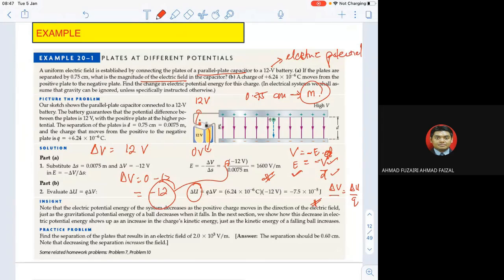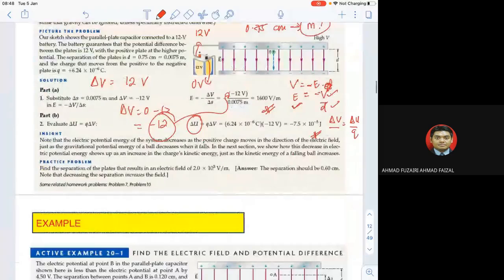Look at the unit used, joule, because they want to find the electric potential energy. Underline this. Don't get confused between electric potential energy and electric potential. Electric potential, volts. Electric potential energy, joule. Okay, volts and joule. So that will be the first example.